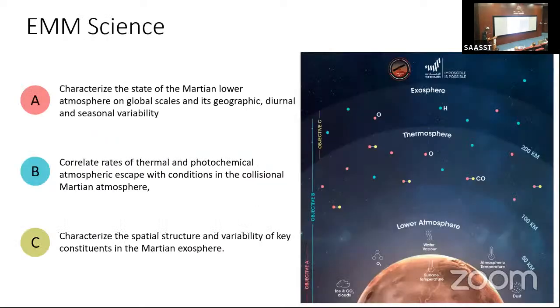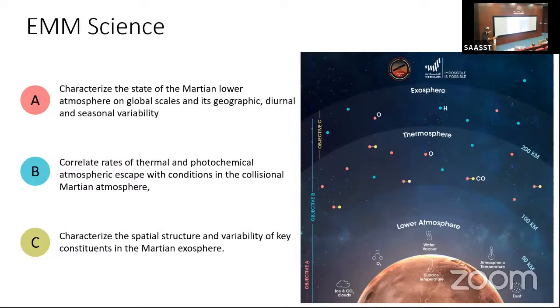So, a brief on the EMM science objectives. We have three main objectives. The first is to characterize the state of the Martian lower atmosphere on global scales and its geographic, diurnal, and seasonal variability. Objective B is correlating the rates of thermal and photochemical atmospheric escape with conditions in the collisional Martian atmosphere. And the final objective is to characterize the spatial structure and variability of key constituents of the Martian atmosphere.